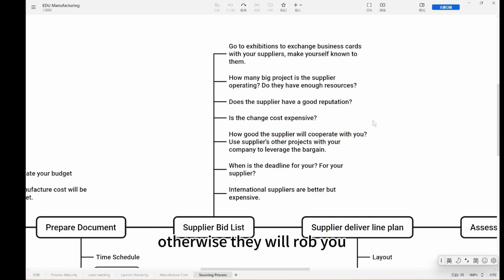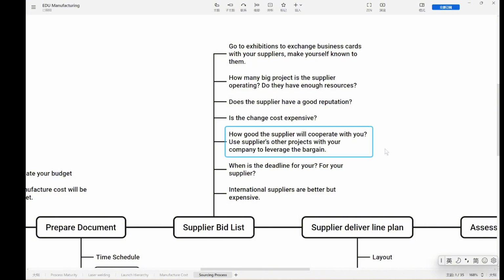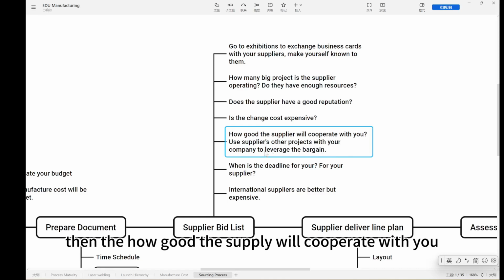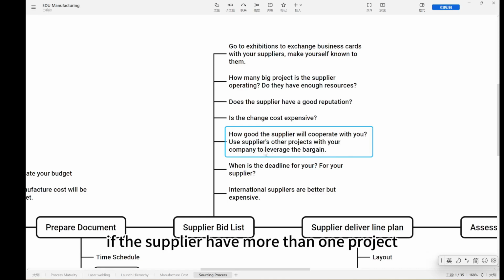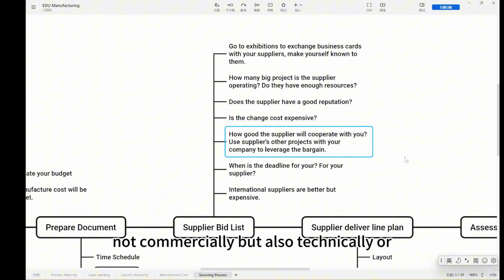Otherwise, they will rob you. You're already on the ship. You cannot jump off. Then consider how well the supplier will cooperate with you. If the supplier is doing more than one project with your company, you can use the other projects to leverage the bargain.